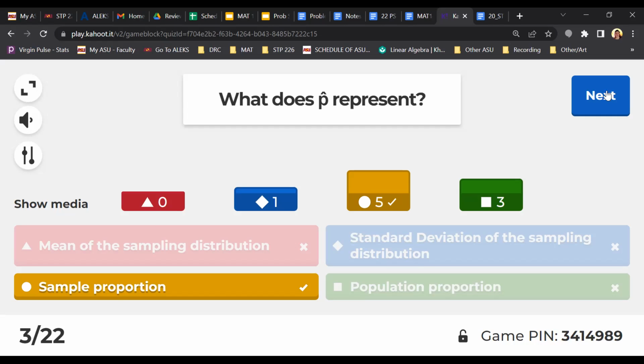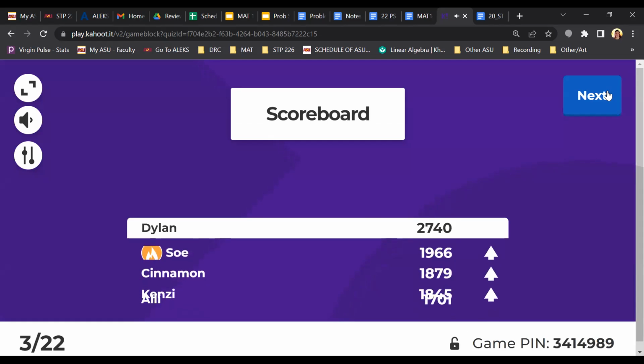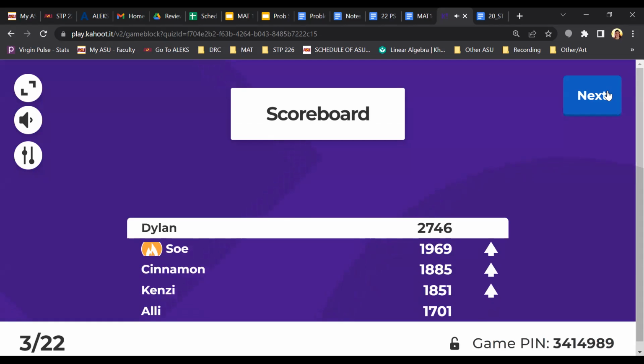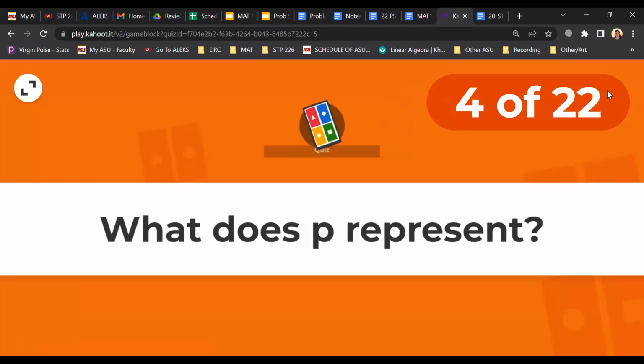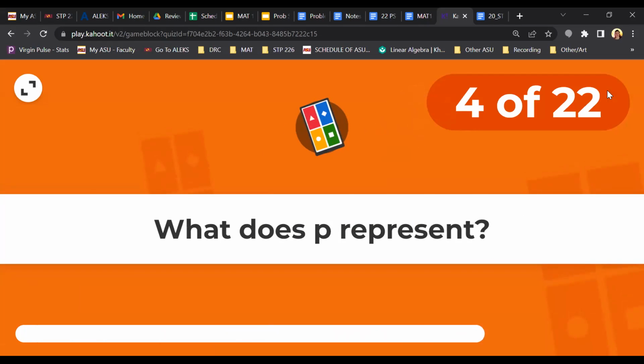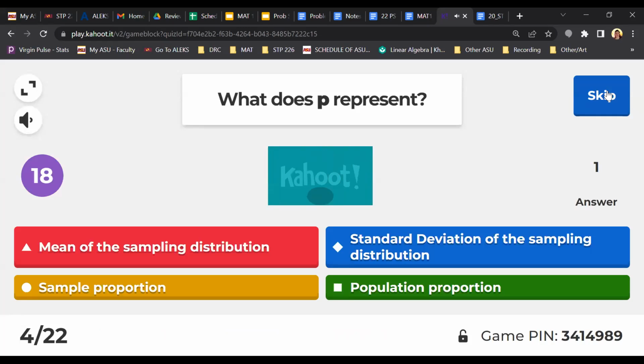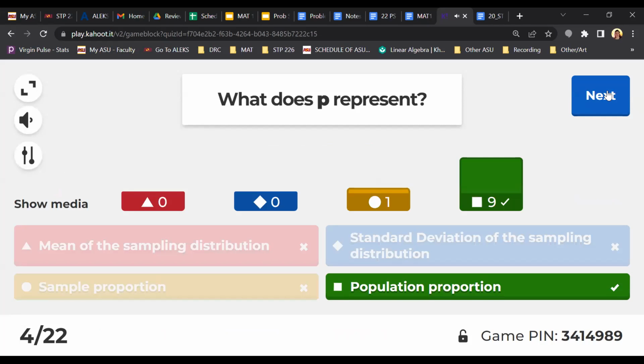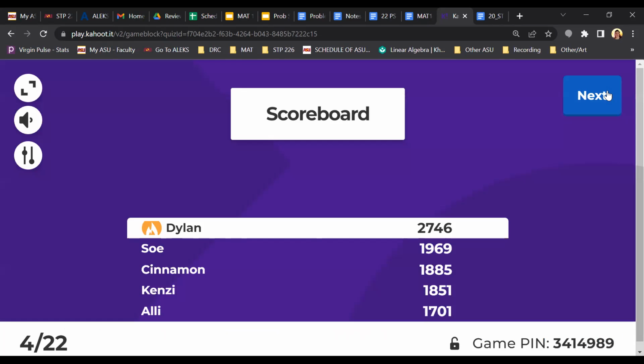Let's go ahead and check out the next one. So what does P represent? Excellent. So P hat is the sample proportion and P is the population proportion. So again, just good ones to have on your reference sheet so that you know which one's which at a quick reference.